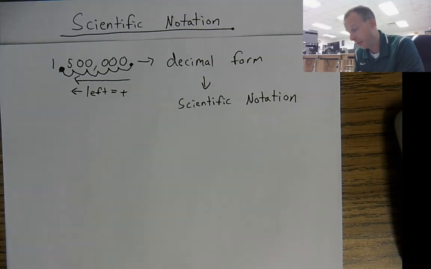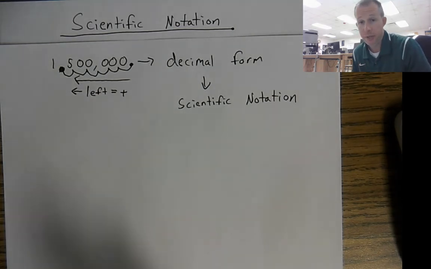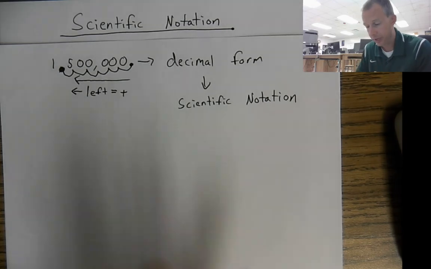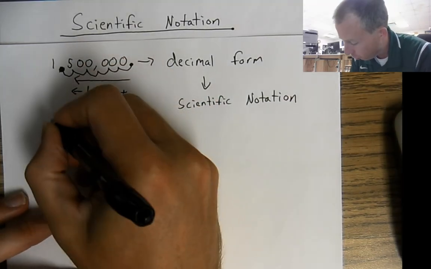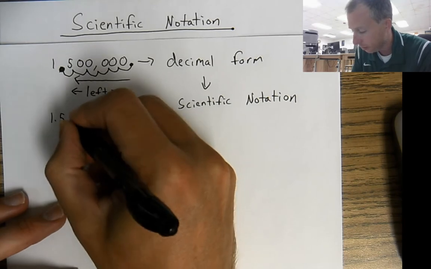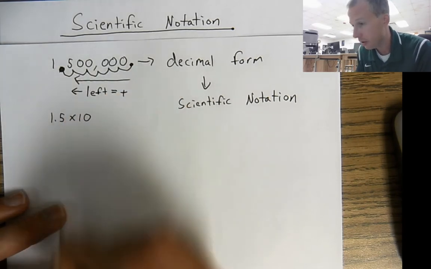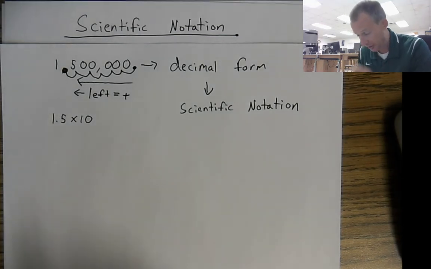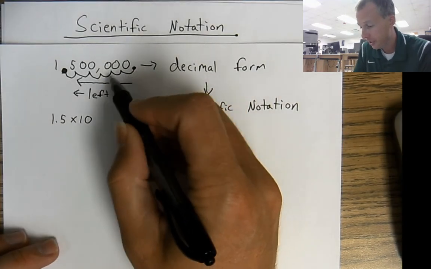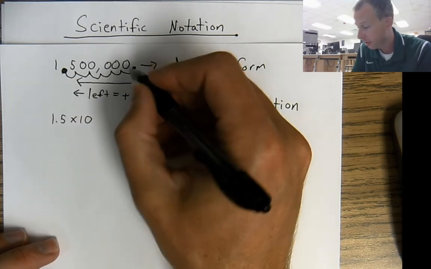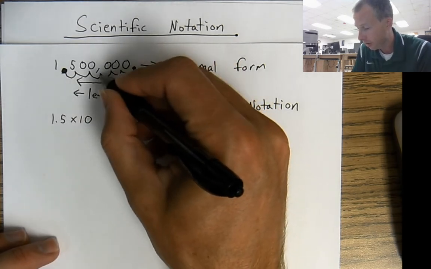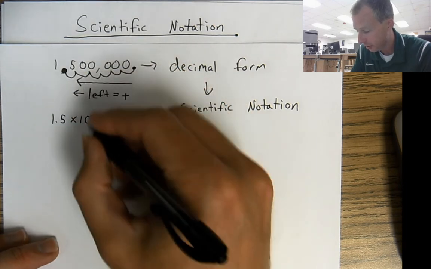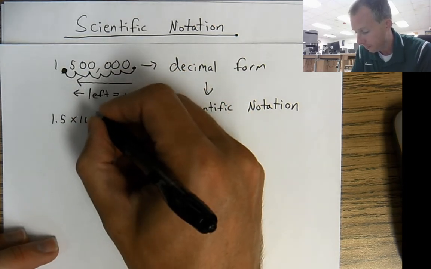Another simple way to think of it is that if the number you're starting with is greater than 1, you'll be using a positive exponent. This is greater than 1. It's a much bigger number, so you're using a positive exponent. Here's how you'll actually write this. You're going to write 1.5, then times 10. That's always part of it. Then, as far as the exponent goes, you count how many times you moved the decimal point. You moved it 1, 2, 3, 4, 5, 6. So you'll write 1.5 times 10 to the 6th.